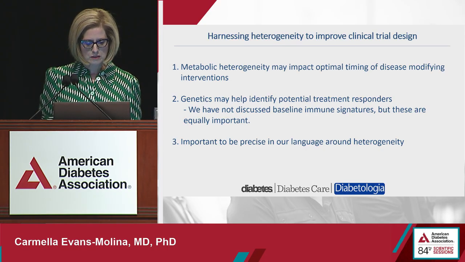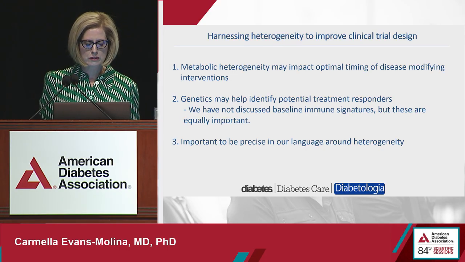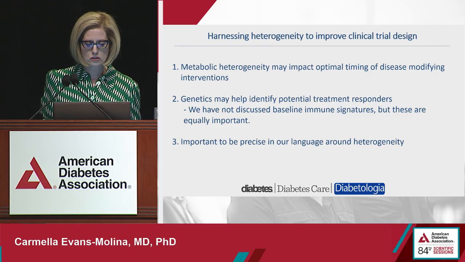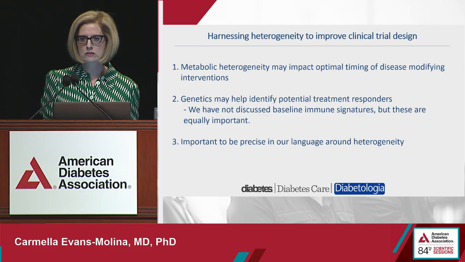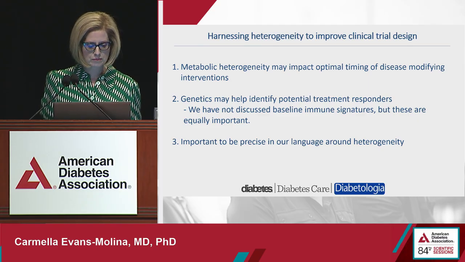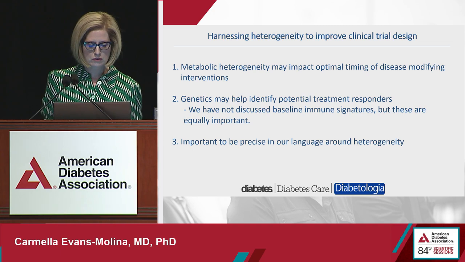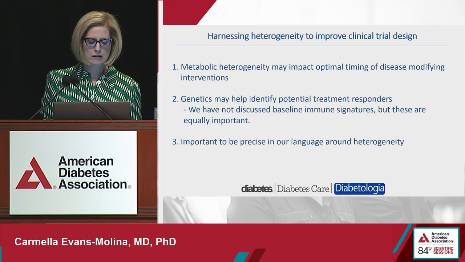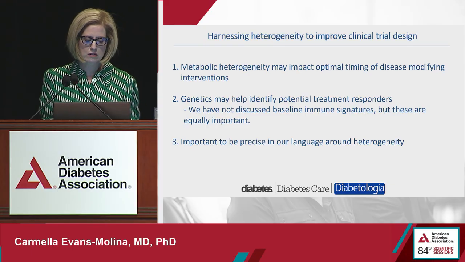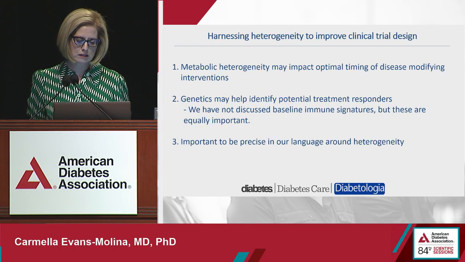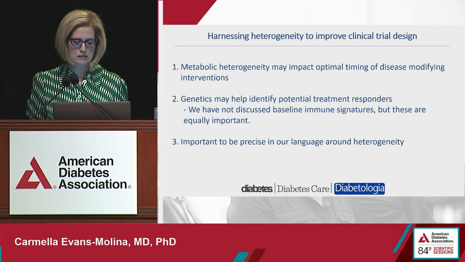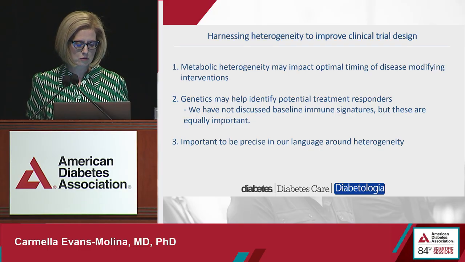So I'll just summarize by saying I think we have a lot of information that metabolic heterogeneity may certainly impact optimal timing of disease-modifying interventions and likely plays a role in responder, non-responder status among our trials. I think there's really intriguing data coming out now that says genetics may help us identify treatment responders. I haven't had time to discuss some of the emerging information about baseline immune signatures, signatures of exhaustion, et cetera, but I think these are going to be equally important.